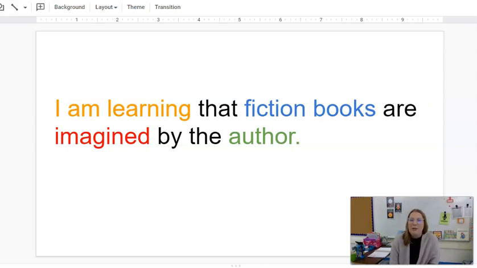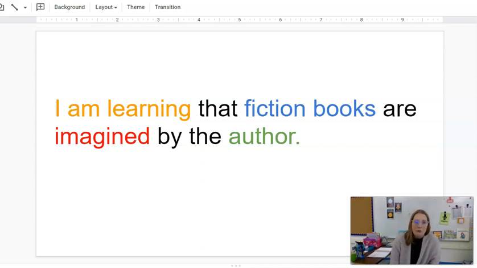So let's start by looking at those blue words, fiction books. What do you guys think it means if a book is fiction? If you said that it means that a book is not real, you've got it.